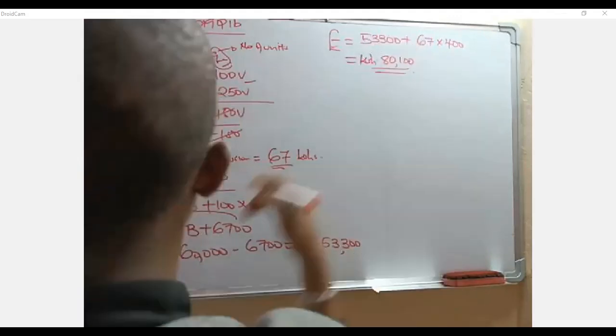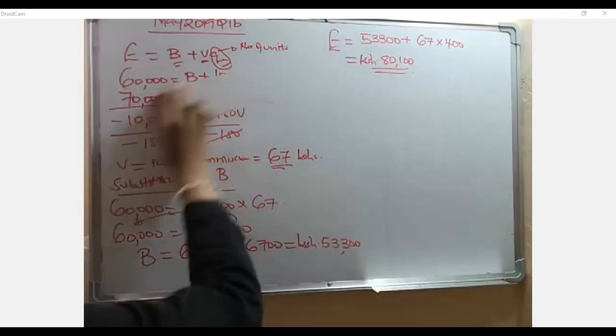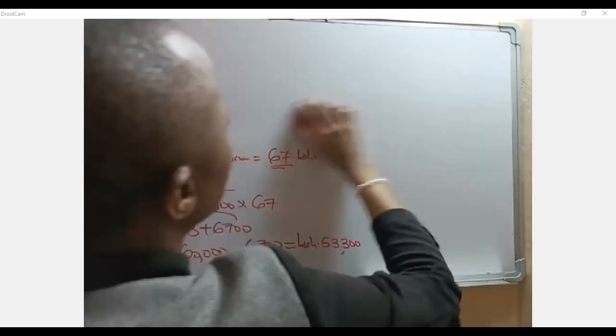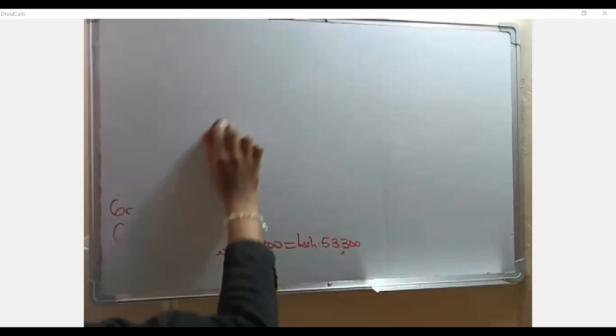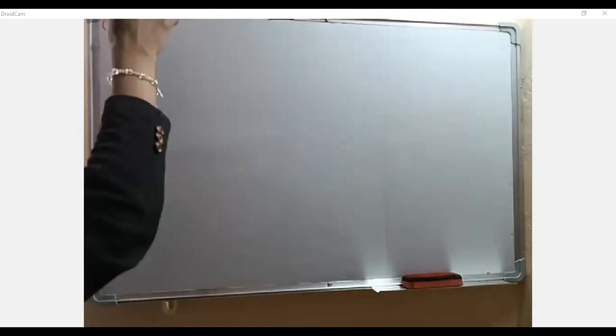80,100. Very simple concept. But from there, I just want to look at another application of functions in business. Already you have seen how to calculate sales commissions. Number three now: we have to look at the determination of the market equilibrium.